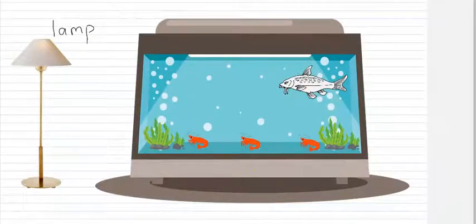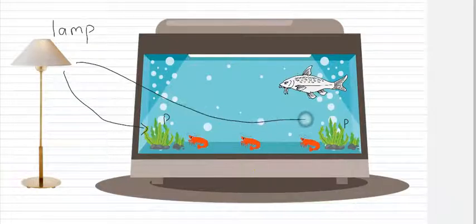So what we always do is we draw lines and arrows to show the flow of energy. We're going to draw a line from the lamp to the algae, which are our producers, and we always draw an arrow. The arrow points to where the energy is flowing. So the light from the lamp is flowing to the producers. I'm going to put a P for producers. And again, we have the energy flowing from the lamp to the producers. So that is our first step.